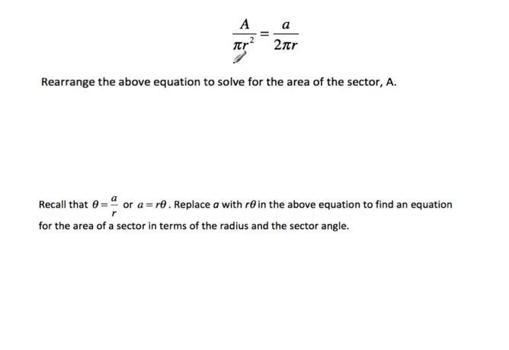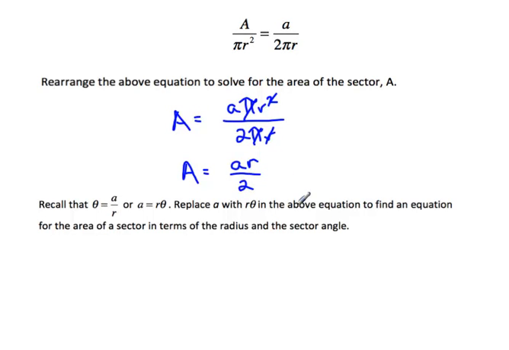If we rearrange this equation to solve for the area of the sector, capital A, we get, multiplying both sides by pi r squared, capital A is equal to lowercase a, the arc length, times pi r squared, divided by 2 pi r. If we divide top and bottom by r and by pi, we get that the sector area, capital A, is equal to the arc length times the radius length divided by 2. So that's one formula for finding the area of a sector. If we know the arc length and we know the radius of the circle, we multiply the two of them together, divide by 2, and that gives us the area of the sector, or the piece of pie.